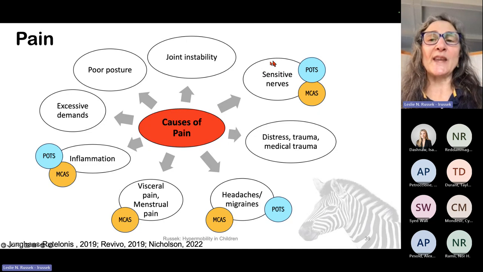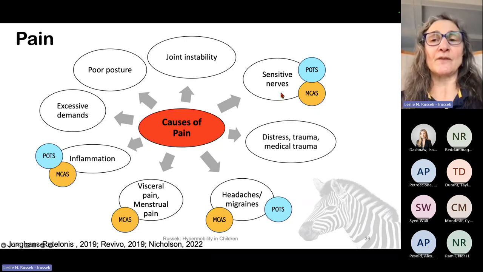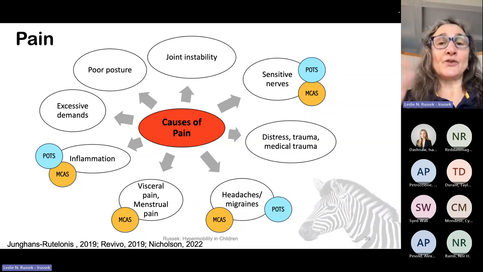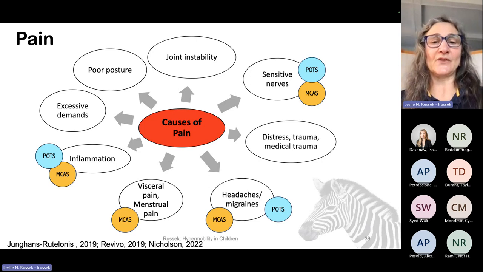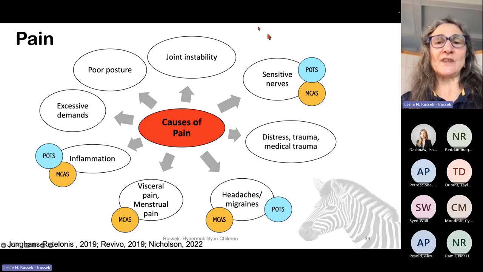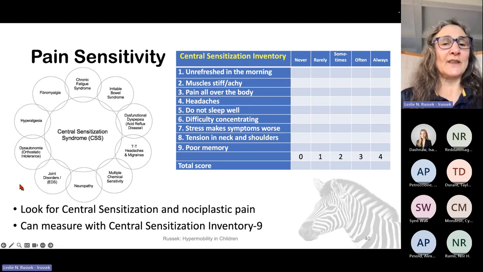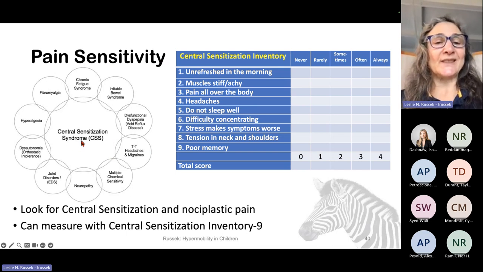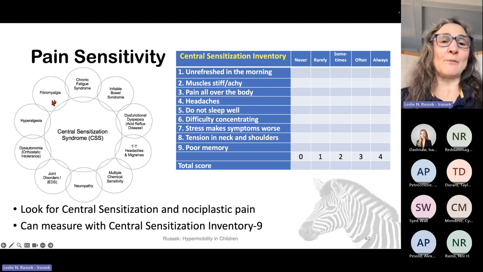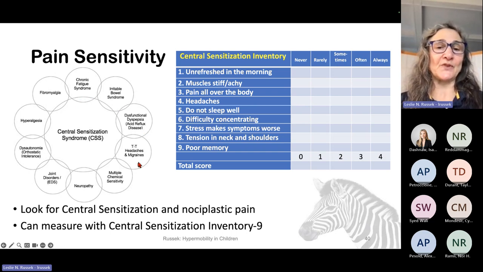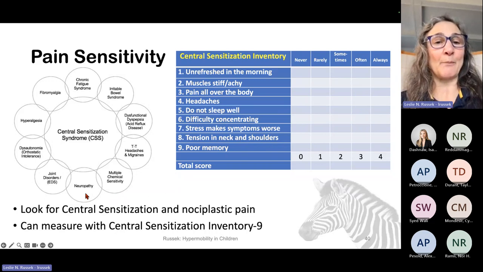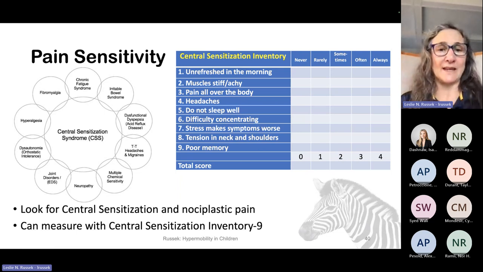And then these conditions, all three, hypermobility, POTS, and MCAS, are associated with a sensitive nervous system. So central sensitization, but also autonomic nervous system and peripheral nerve sensitization. And so identifying which of these issues are contributing most to the pain and managing those. If you're not sure whether they have a sensitive nervous system, you can look at the different conditions associated with central sensitization syndrome. You can see EDS is here, so is POTS, hyperalgesia, fibromyalgia, chronic fatigue, irritable bowel, dyspepsia, headaches and migraines, chemical sensitivity, and neuropathy. So if you have kids who have multiple complaints, it's probably the nervous system driving it.